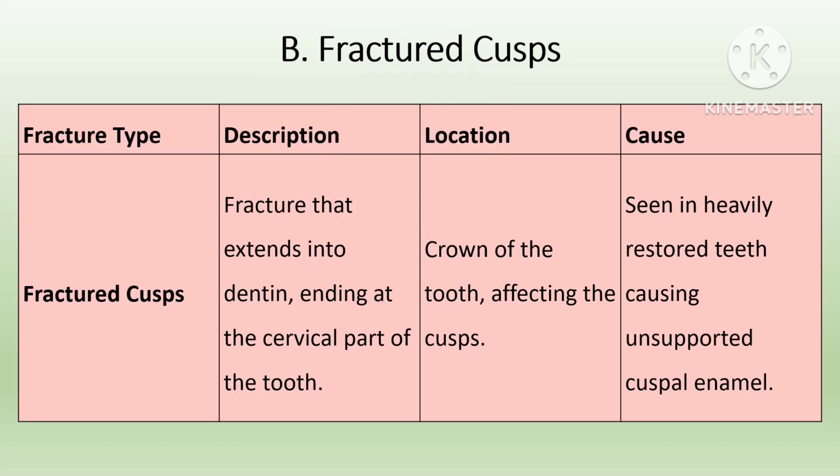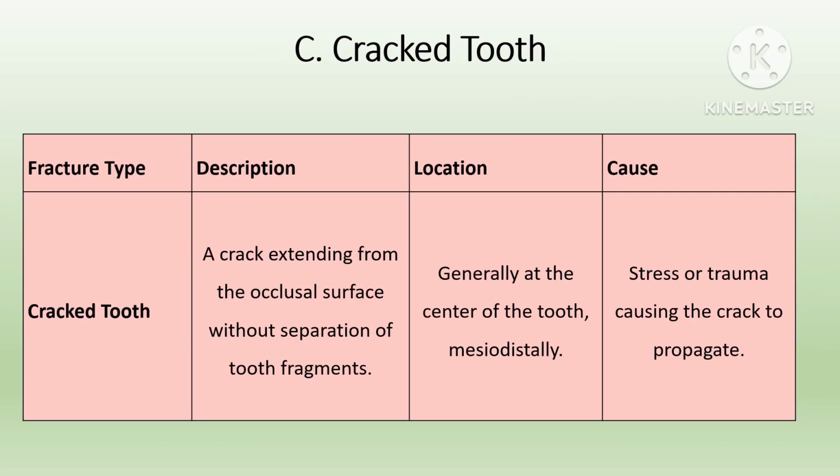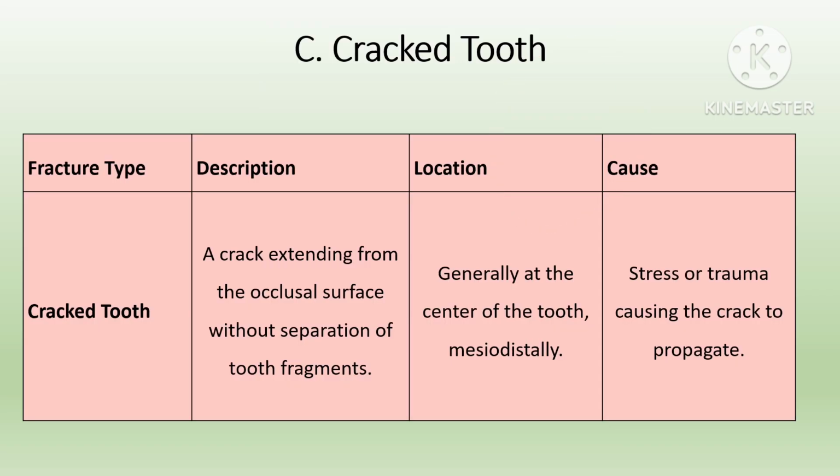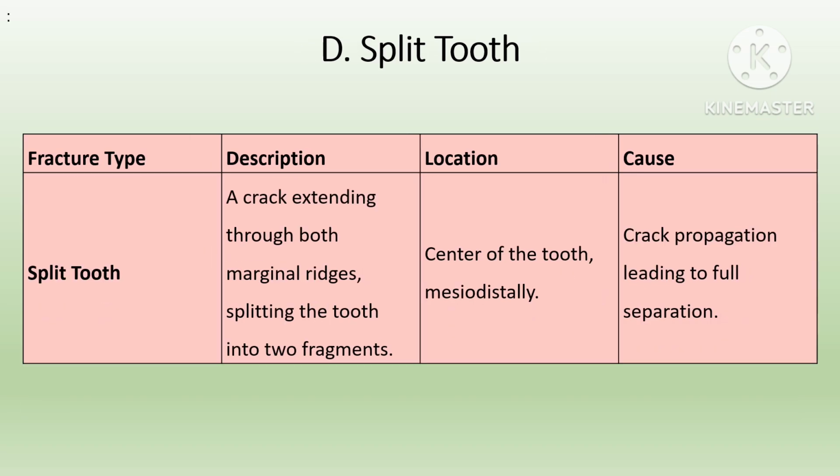Third classification is cracked tooth. A cracked tooth is characterized by a crack that extends from the occlusal surface of the tooth, running apically but without causing separation of two segments. This crack is usually centered in the tooth in the mesiodistal direction and may involve one or both marginal ridges. Cracked teeth are generally the result of stress or trauma that causes the crack to propagate without fully splitting the tooth.